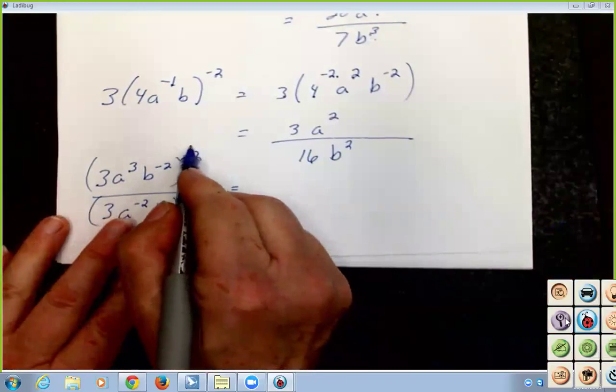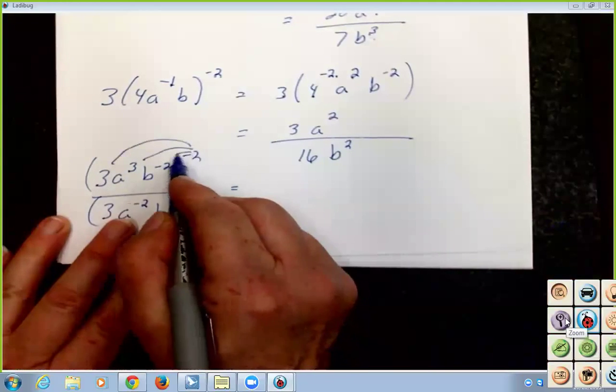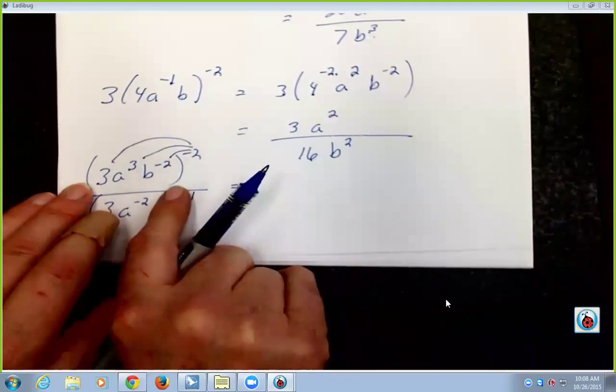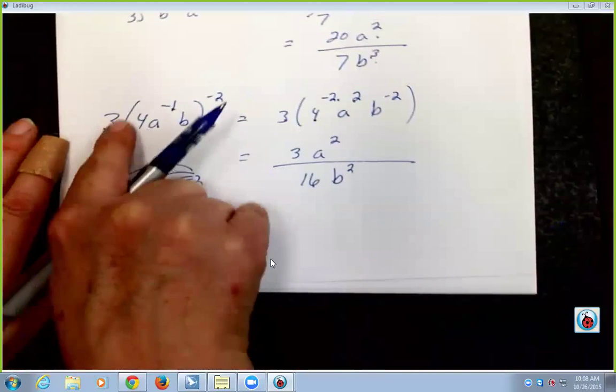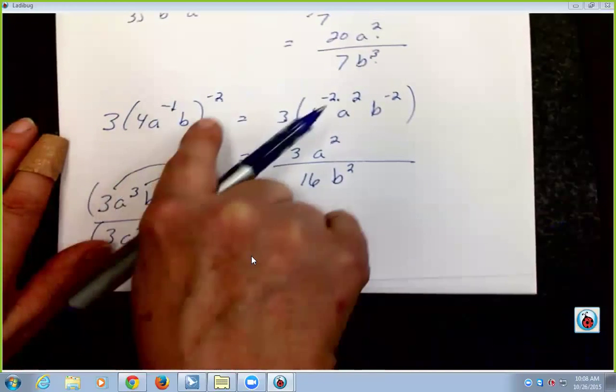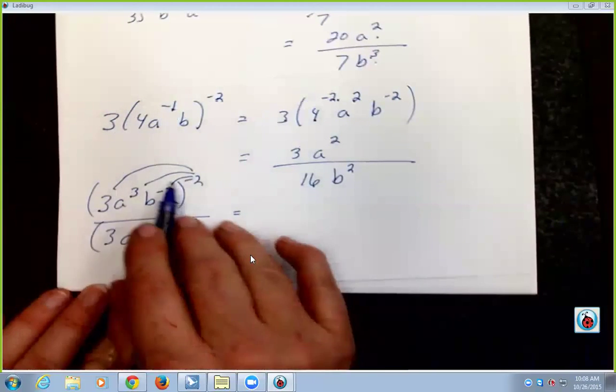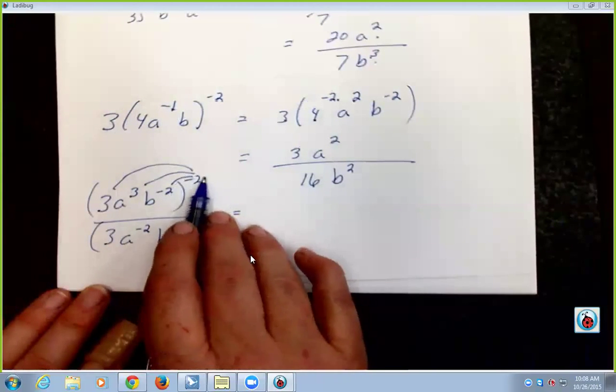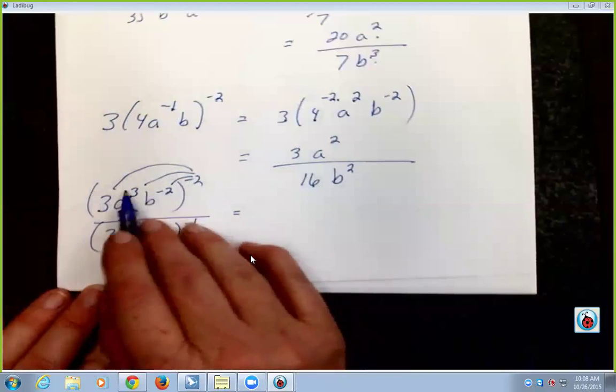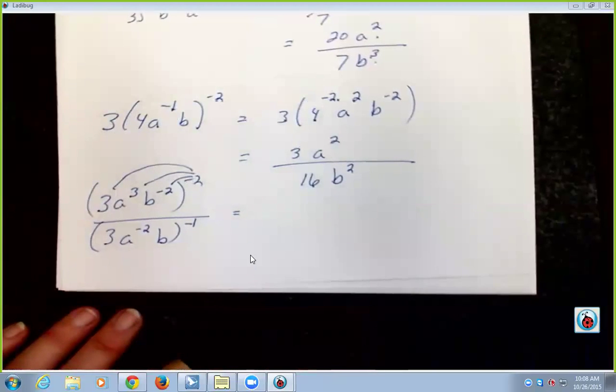Well, this one, I've got to give that negative 2 to everybody in here, because this whole thing's inside of parentheses. This one that we had up above, this 3 wasn't inside of parentheses, so therefore that negative 2 didn't apply to it. So if it's inside of parentheses and it's raised to an exponent on the outside, it applies to every single individual piece in there.